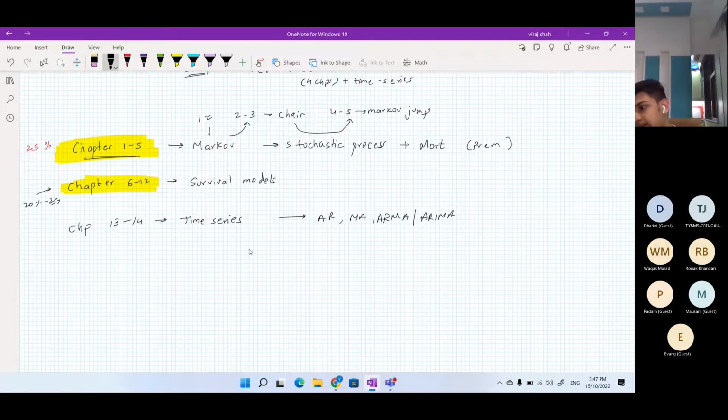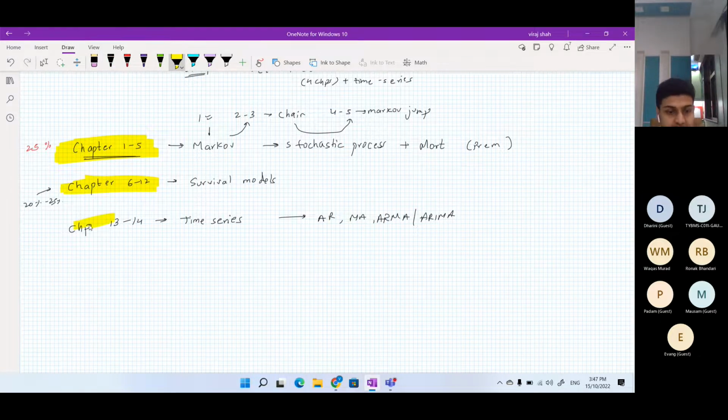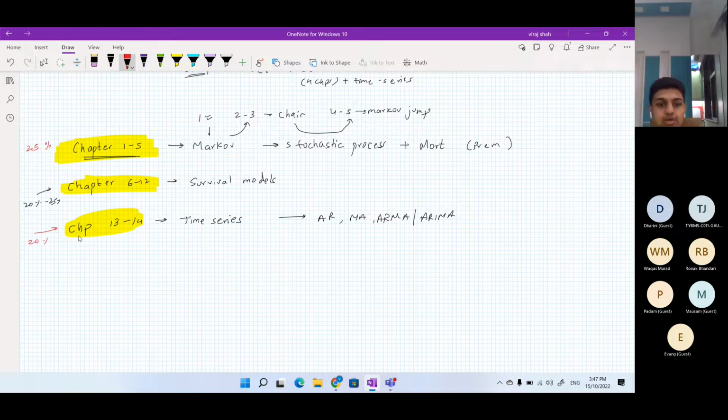I'm focusing on time series so much because even IFOA is not dumb. So IFOA might also have thought about this as an important chapter. Yes, it's an important chapter. Two chapters have a weightage of 20%.